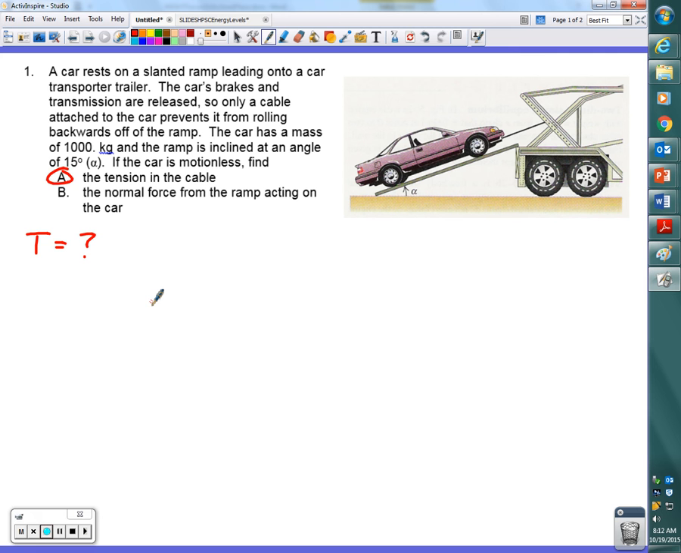By the way, the back of this page is totally blank, so if you want to do it there or if you want to do it in the space next to it, totally up to you, but you have some space there to work on it.